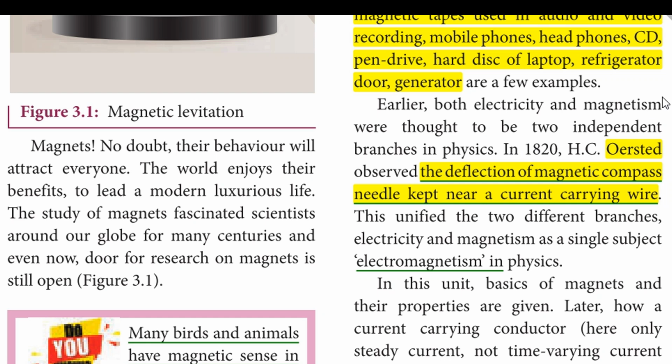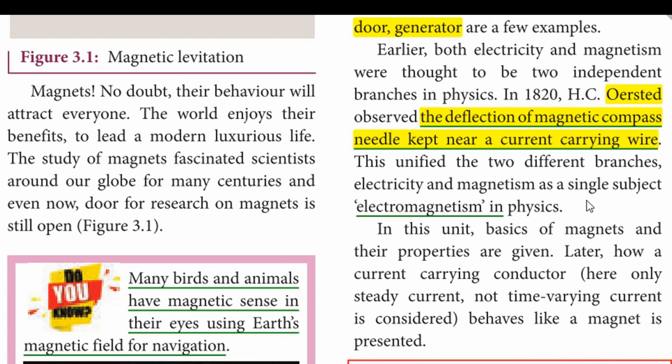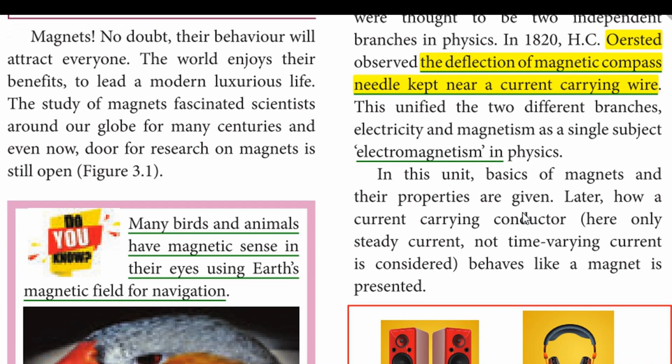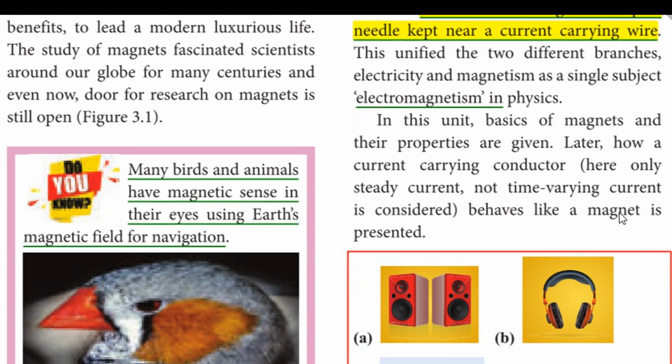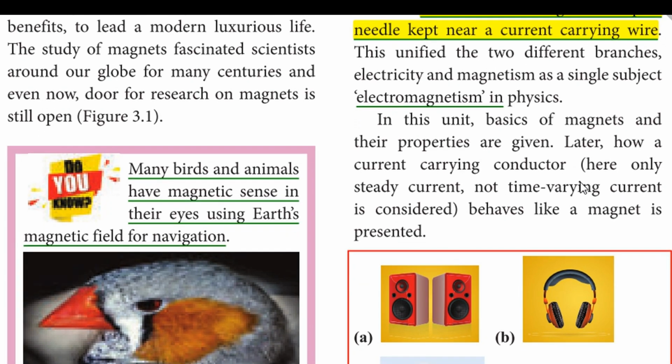Earlier, both electricity and magnetism were thought to be two independent branches of physics, but in 1820, H.C. Oersted observed the deflection of a magnetic compass needle kept near a current-carrying wire. This unified the two different branches, electricity and magnetism, as a single subject called electromagnetism in physics. In this unit, basics of magnets and their properties are given. Later, how a current-carrying conductor behaves like a magnet is also presented.